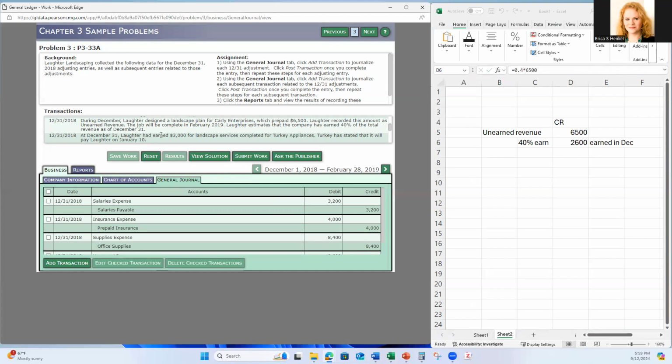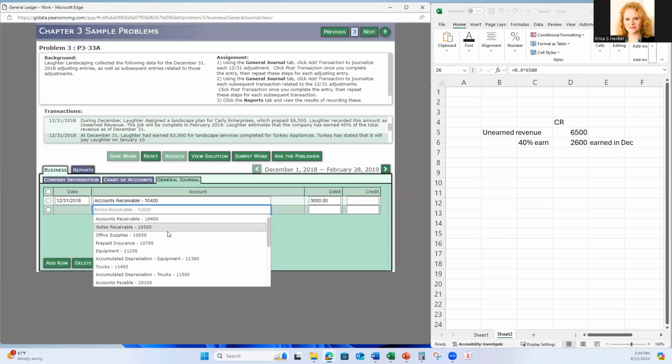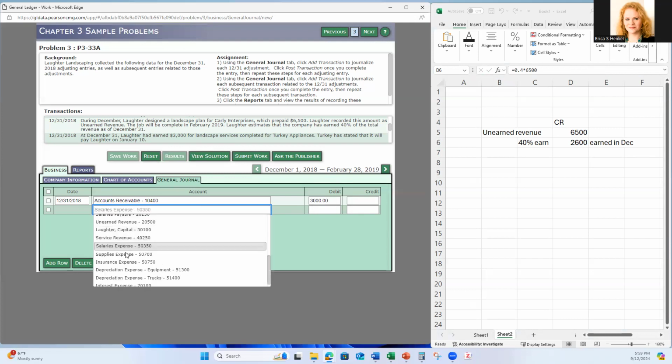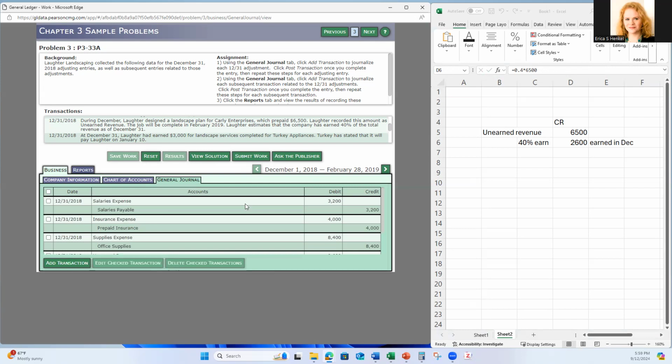And then our next entry, Laughter earned $3,000 for landscape services completed, and they will pay in January. So we have a receivable that we need to record here. So we're going to debit our accounts receivable for that $3,000 that they owe us. And then we're going to record service revenue for that $3,000. And again, that's at 12/31.